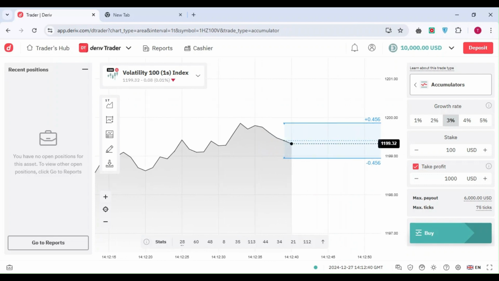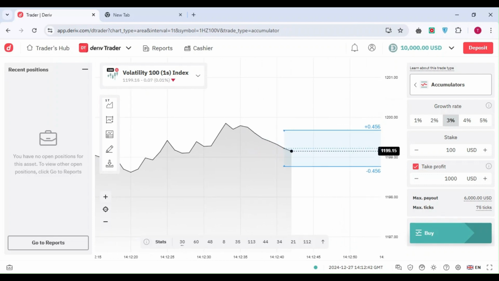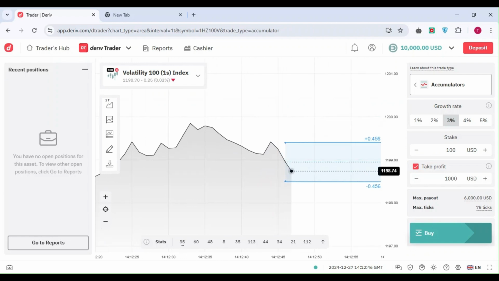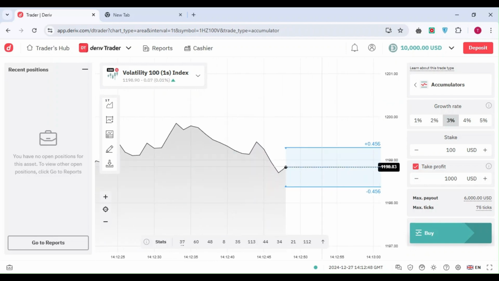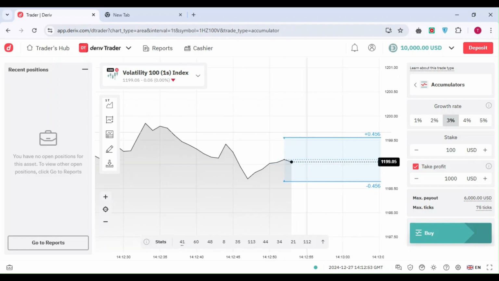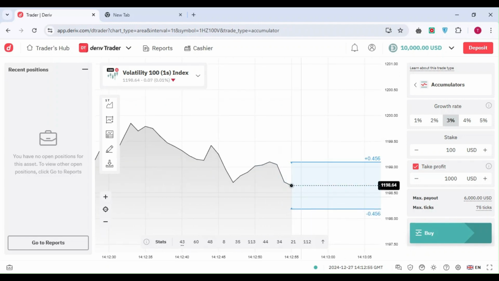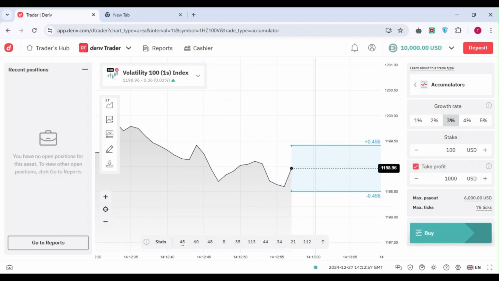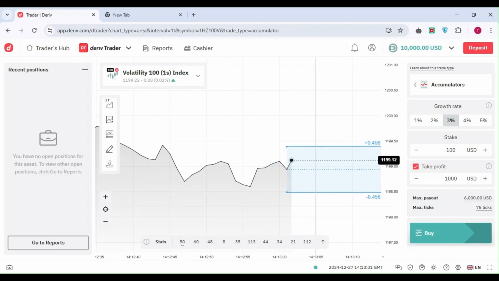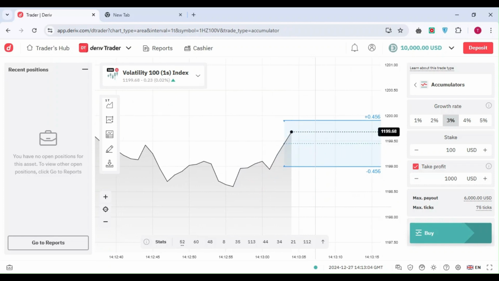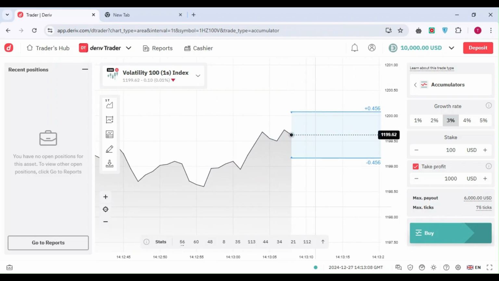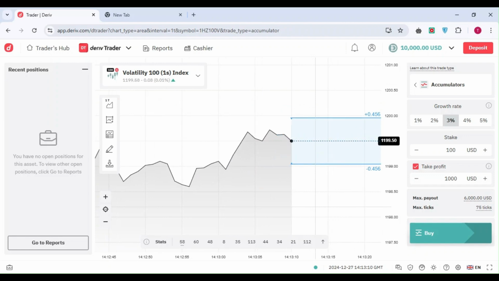So once you look at this chart, the first thing you can see is that there's an upper boundary and a lower boundary. This is the range that we're talking about. As you can see where my cursor is, this top boundary is the upper boundary and the lower one is the lower boundary. That is the range within which you're going to be trading. So if you're able to predict that price will remain within that range for a defined amount of time, that is how you're going to make money.